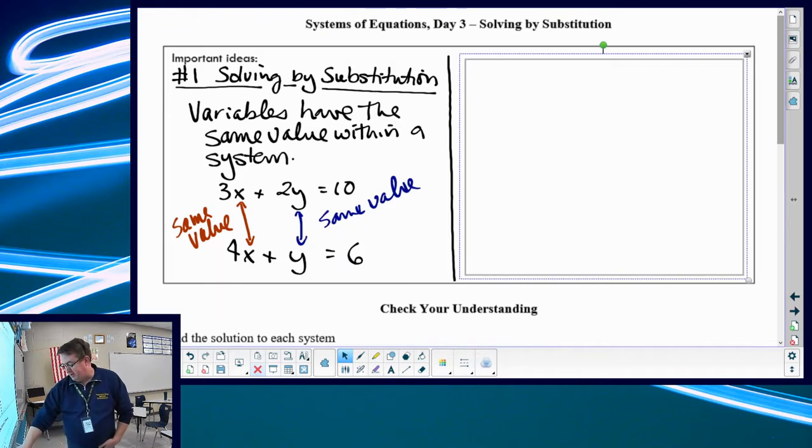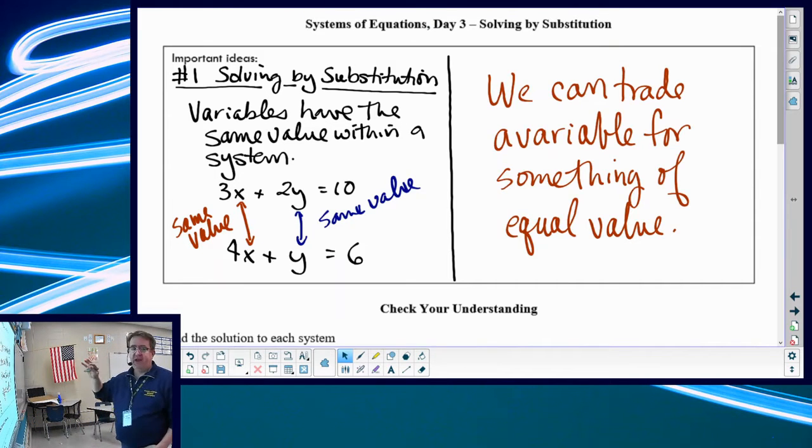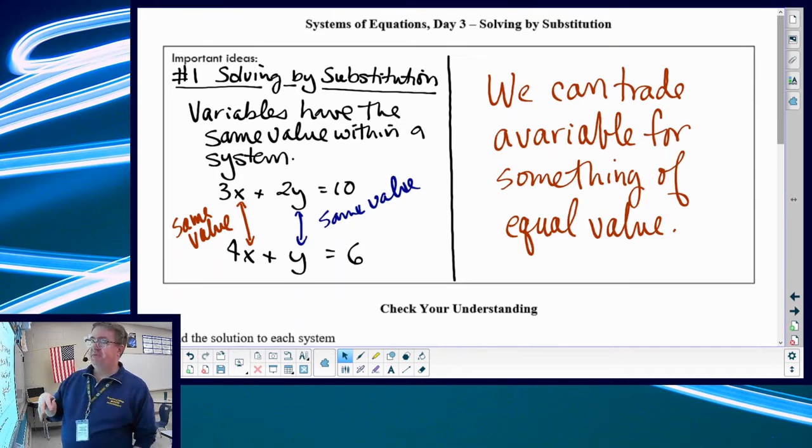So now over here, here's kind of more of a concept idea. We can trade a variable for something of equal value. That's always going to be the case. When I was growing up, we traded baseball cards. Oftentimes, we kind of got a sense of what the values were, or if you really wanted it. So as long as you have something that's equal, we'll trade it, and it's not a problem. How does that work with equations? Glad you asked.